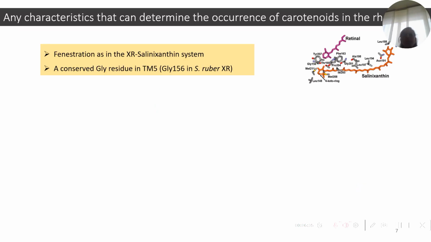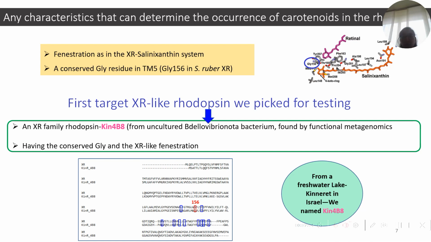The idea behind this search was to look for rhodopsins that have the same fenestration that xanthorhodopsin has for salinixanthin. Also, this glycine was found to be very important for binding of salinixanthin in xanthorhodopsin. So we started our search based on these two criteria, and the first such rhodopsin was found. We did a sampling from a lake in Israel, Lake Kinneret, and the first such sample was found, and we named this rhodopsin Kinneret 4B8.